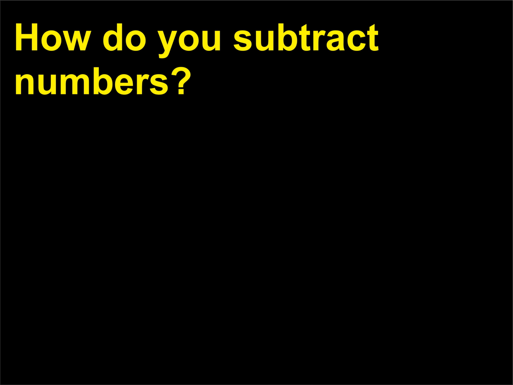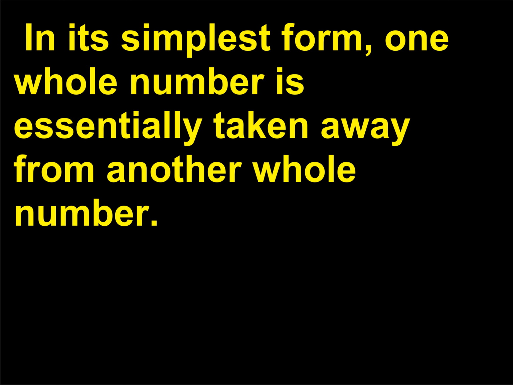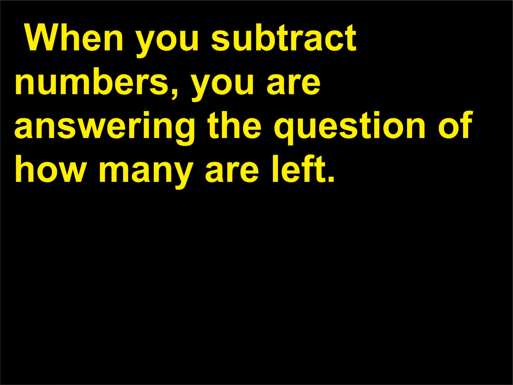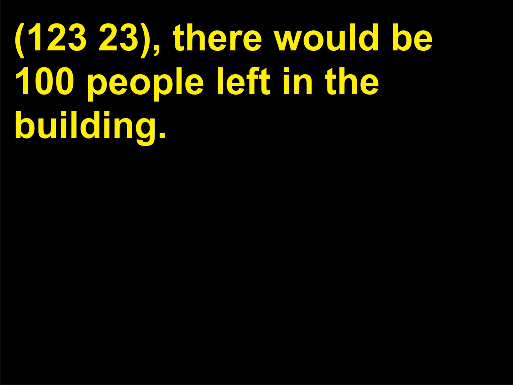How do you subtract numbers? Subtraction is the opposite, or, in set theory, the inverse, of addition. In its simplest form, one whole number is essentially taken away from another whole number. When you subtract numbers, you are answering the question of how many are left. For example, if 23 people leave a building that has 123 people, there would be 100 people left in the building.